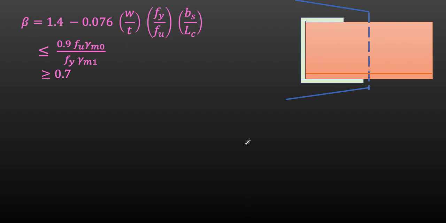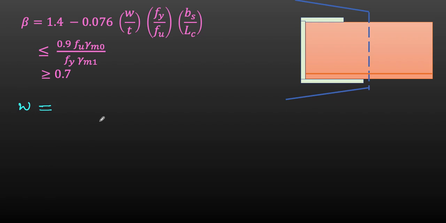This phenomenon is called the shear lag effect, and as per the clause we have to find it using this equation. What is this? 1.4 minus 0.076. Now one by one we will calculate all these parameters. First we will calculate W.